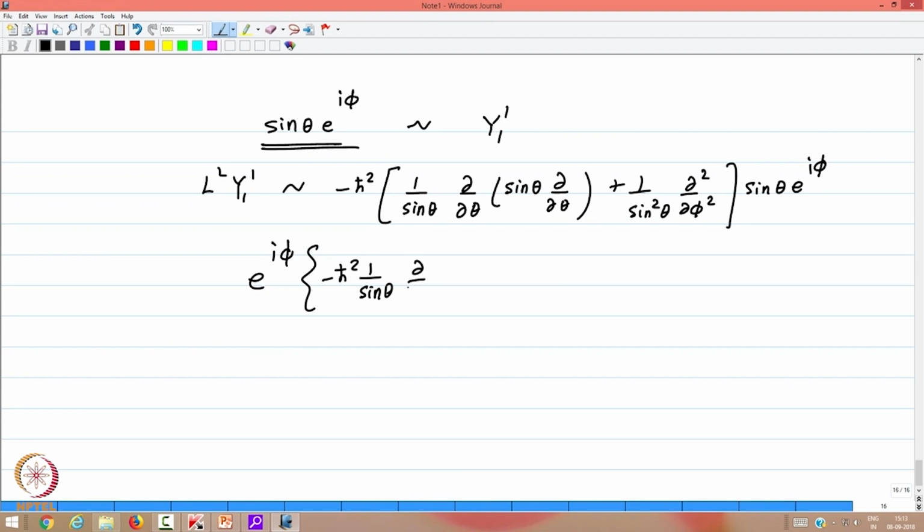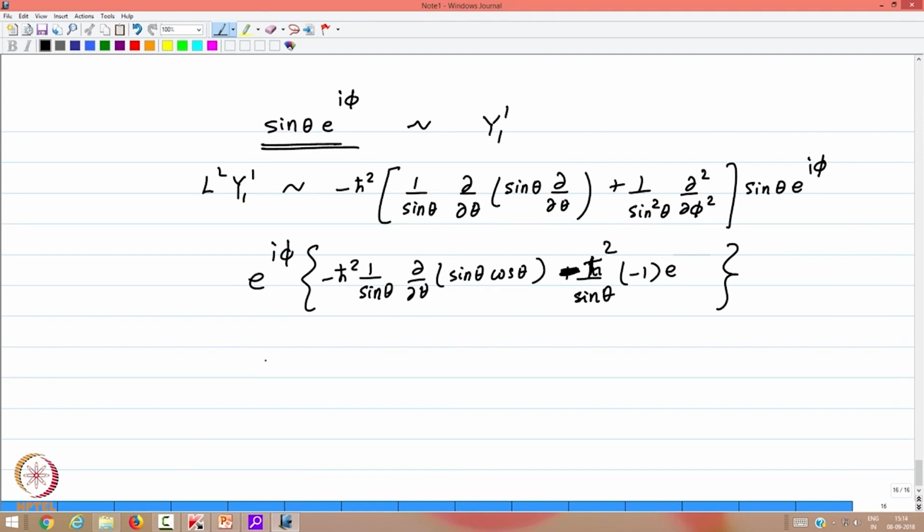So, we have dou by dou theta of sin theta cos theta, and the other term, the sin theta will cancel out. So, you will have 1 by sin theta, and the dou square by dou phi square on e to the I phi will give you minus 1 e. And this is what you will get, and there is a minus h bar square also here, as we decided to take it outside. We haven't done it, therefore, it is inside.